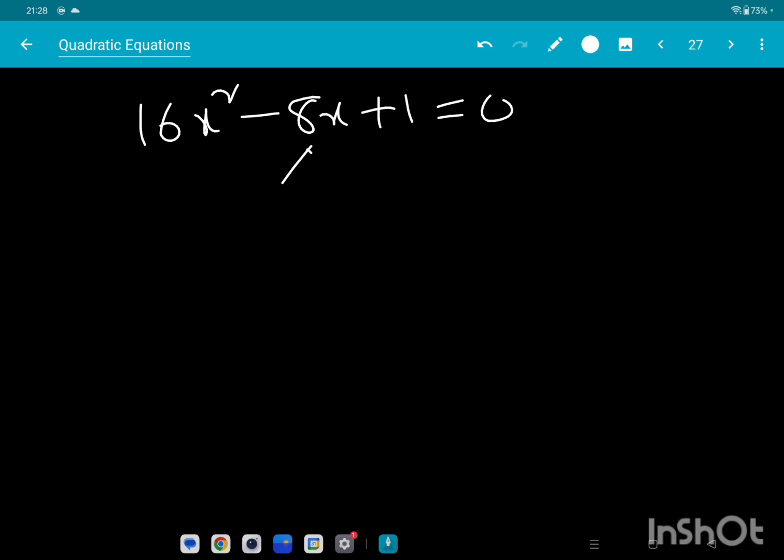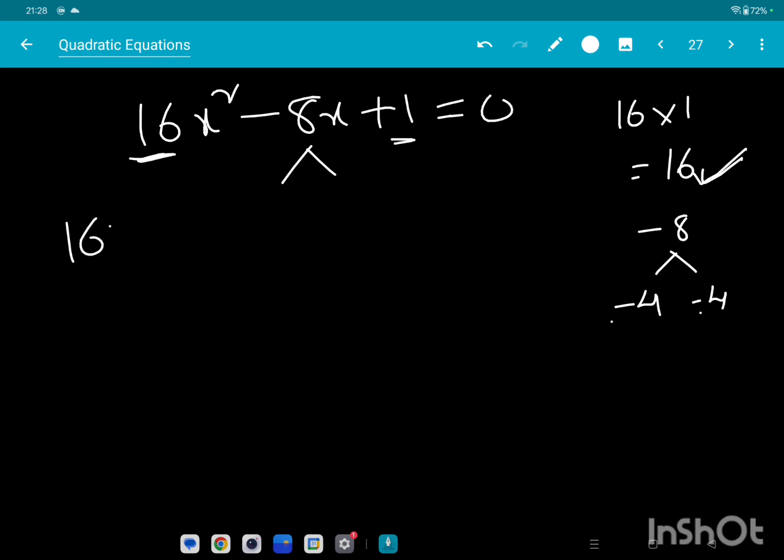Now I need to split the middle term into two terms in such a way that, first, I will multiply the first and last term. What are the terms here? 16 into 1, 16. Now split this minus 8 into two terms whose product should be equal to 16. How can I write it? I'll write it as minus 4 and minus 4, right? Minus into minus is plus, and 4 fours are 16. I will write it as 16x square minus 4x minus 4x plus 1 is equal to 0.